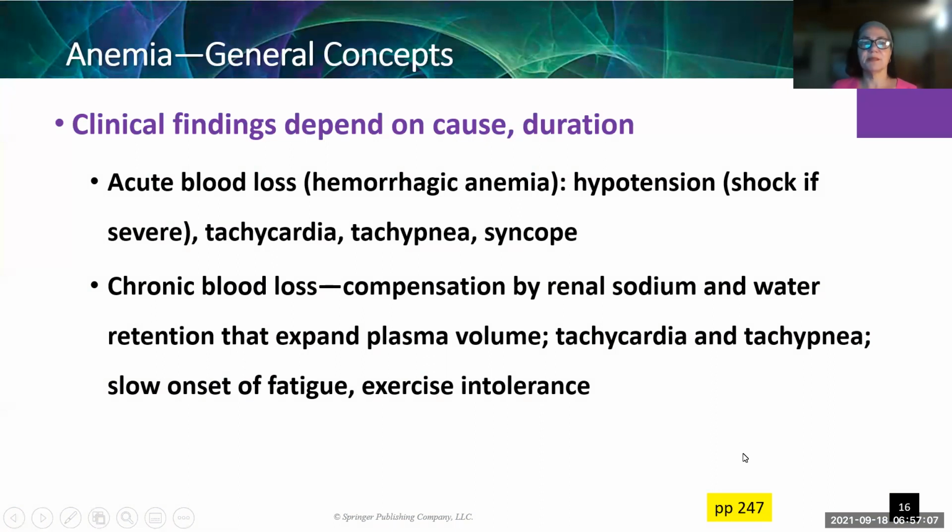All right, some general concepts about anemia. What we find clinically depends on what is leading to this problem and how long the problem has been going on. If the problem is acute blood loss, hemorrhagic anemia, somebody lost a bunch of blood because maybe they just delivered a baby or they were injured severely, the patient may be hypotensive, and may be going into shock if the blood loss is severe.